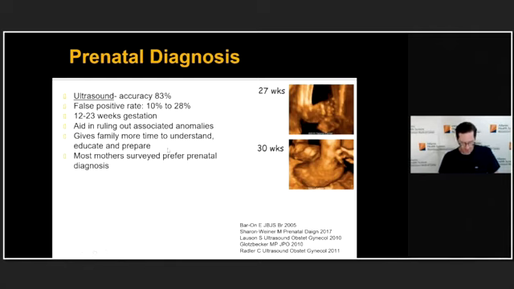The prenatal diagnosis helps us to rule out any associated anomalies, and I think most importantly gives the family time to understand the condition and get prepared for the treatment. And in fact, most mothers who've had infants with club feet prefer to have the prenatal diagnosis, based on studies listed over here.